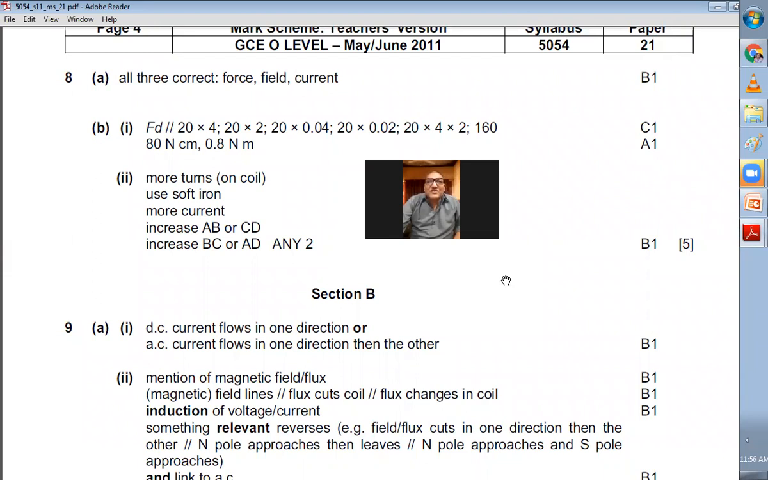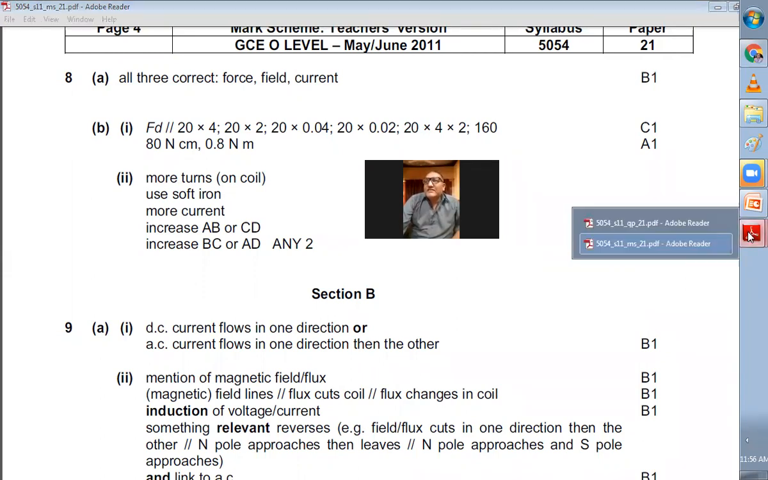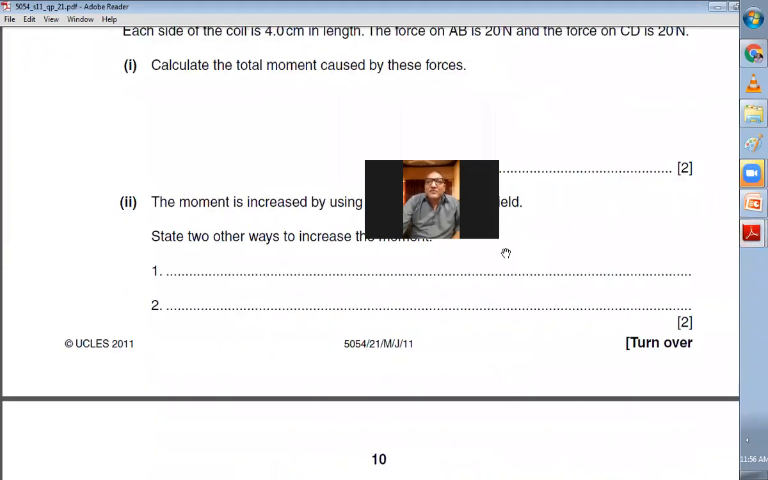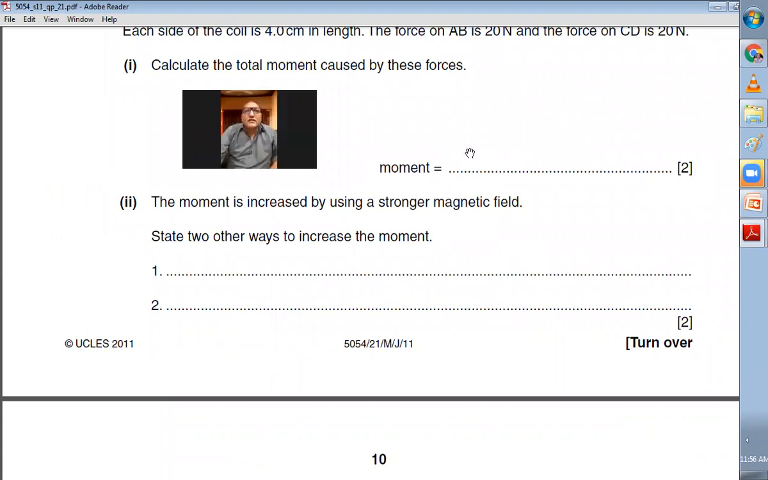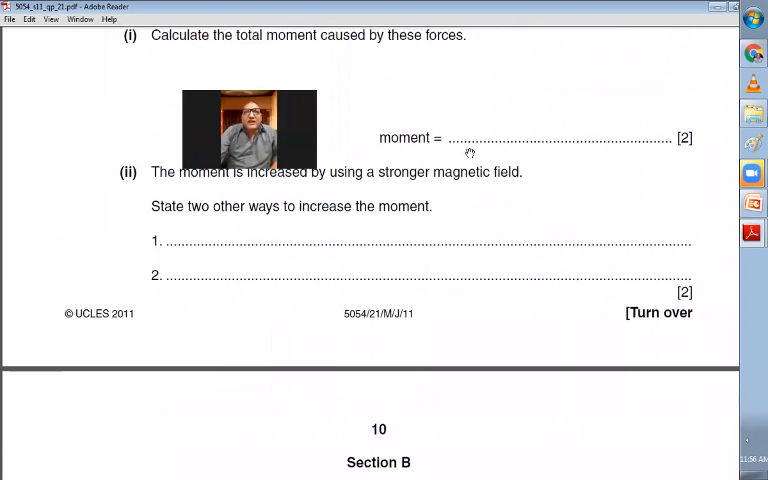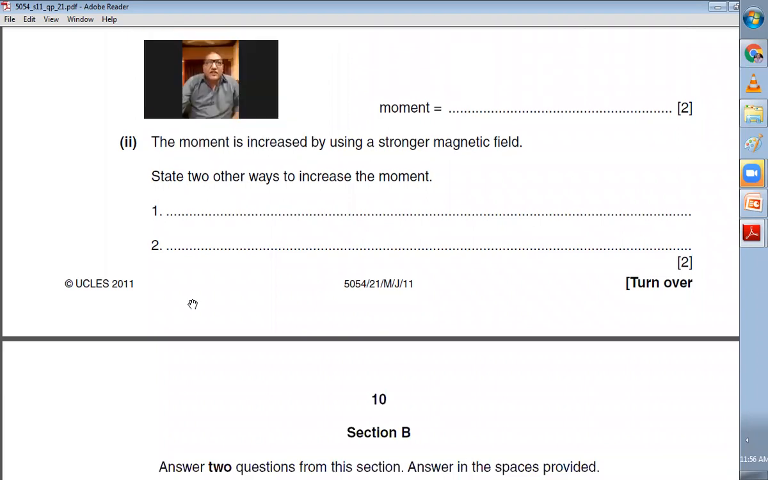So for the next question, let's have a look at the marking scheme here. More turns, soft iron, and more current, increase AB or CD length, and increase BC and CD. Okay. So let's check what the question is and then we will see what our answer is. So we are done with that 2-mark numerical and now we are going to this question. It says the moment is increased by using a stronger magnetic field. Yes, you can increase the moment in the motor by using a stronger magnetic field. State 2 other ways to increase the moment.